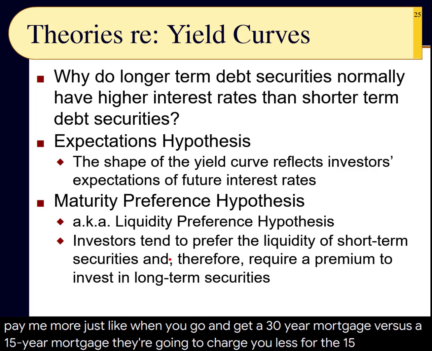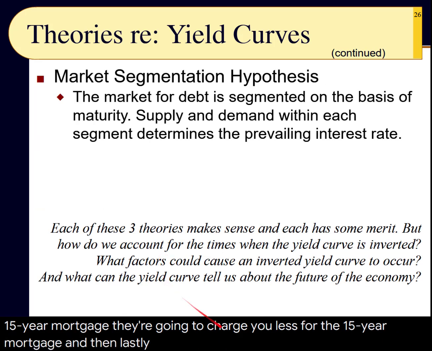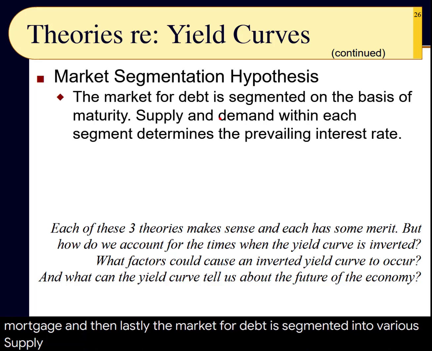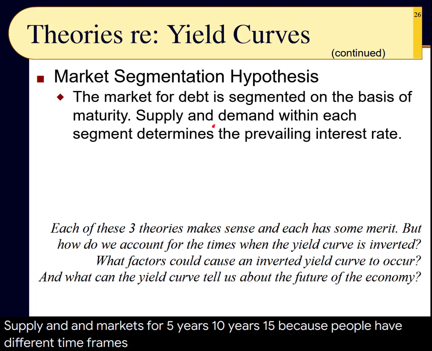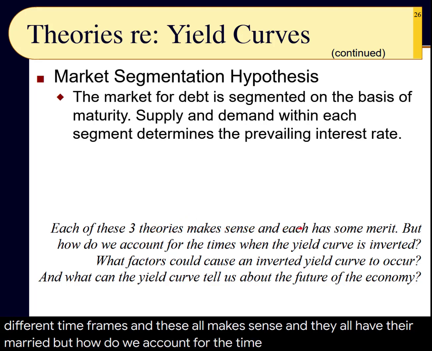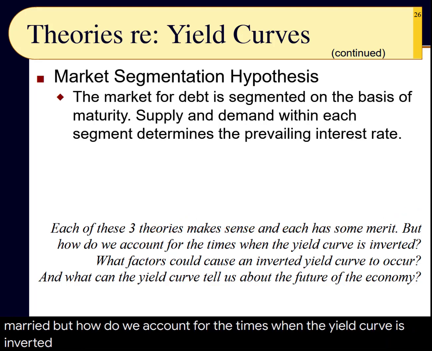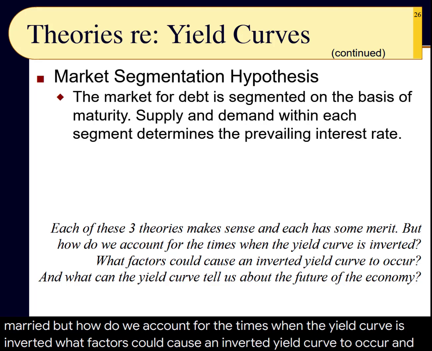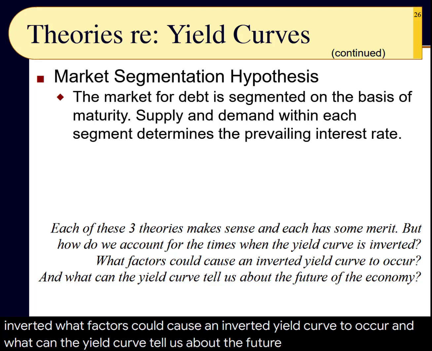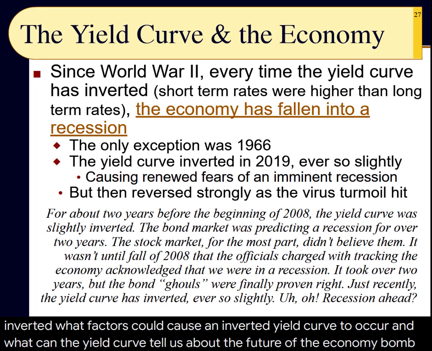for the 15-year mortgage. And then lastly, the market for debt is segmented into various supply and demand markets for 5 years, 10 years, 15, because people have different time frames. And these all make sense, and they all have their merit, but how do we account for the times when the yield curve is inverted? What factors could cause an inverted yield curve to occur, and what can the yield curve tell us about the future of the economy?